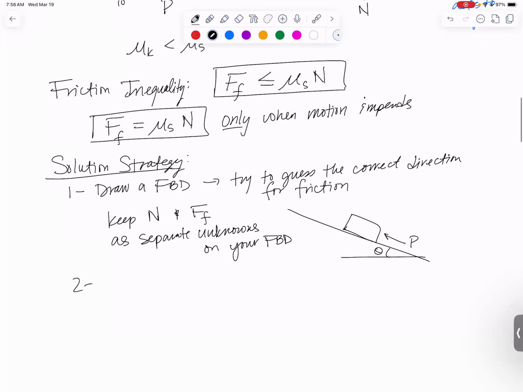So our second step is going to be to write our good old friendly equilibrium equations. We're going to be summing forces equals 0 and possibly summing moments equals 0.